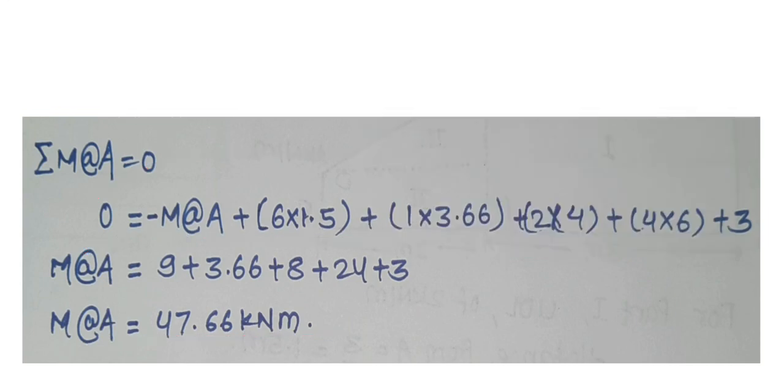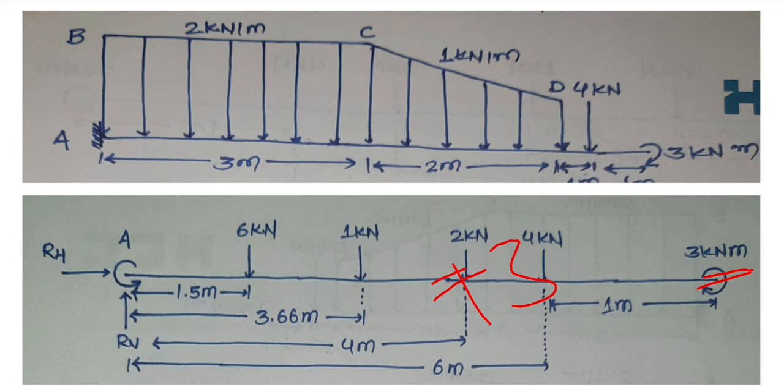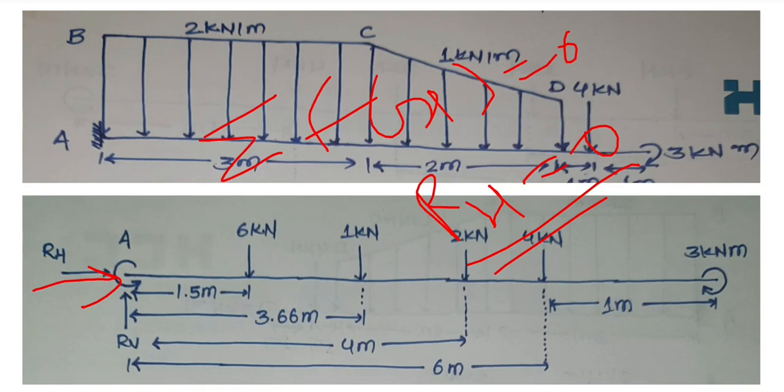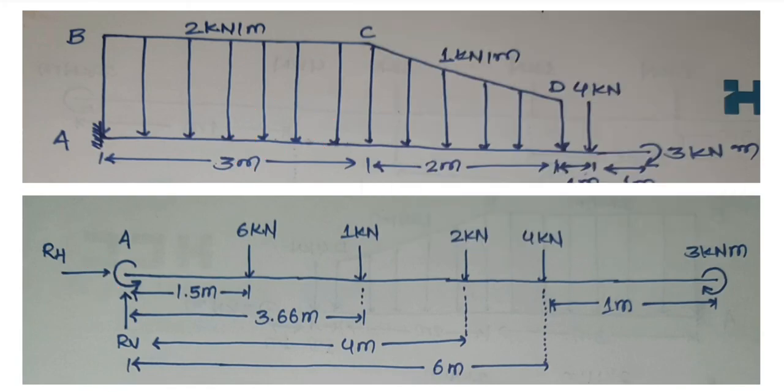Now moving forward, see here. On the x-axis only the RH force is acting, there is no other force. So we get the summation of Fx equal to 0, therefore RH equal to 0. That was a simple thing. Now, the last thing is that we will take the summation of Fy equal to 0.